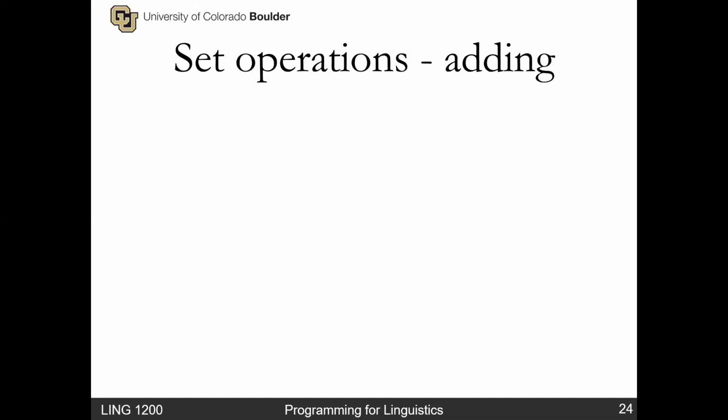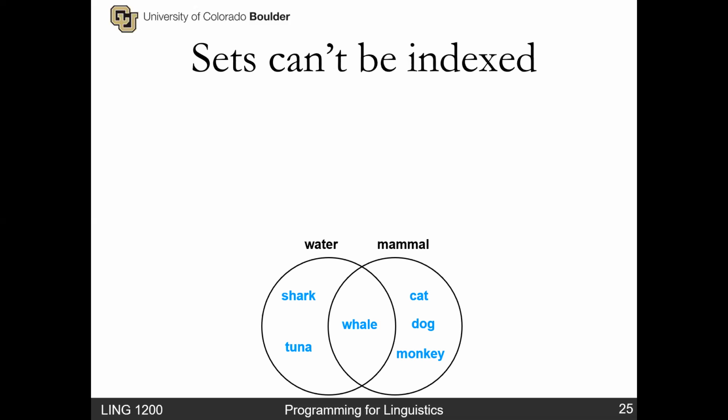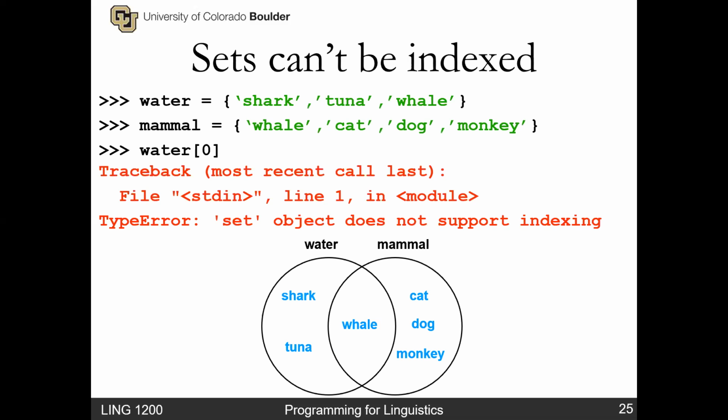Finally, we turn to adding. As one might expect, we can also add an element to a set. Simply call the add function, which takes the element to be added as its argument. Now, an important fact that deserves our attention is that sets cannot be indexed. That is, type up water of 0 and you shall be greeted by the surprisingly concise error message, which says set object does not support indexing.